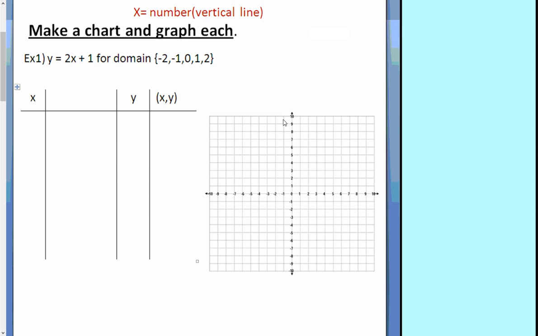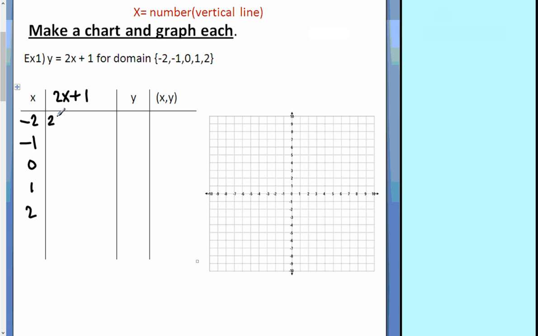So what we're going to do is put some numbers in for x. In this case, they want the domain to be negative 2, negative 1, 0, 1, and 2. So those are the numbers I'm going to put in for x. Then what goes here? There's going to be four columns. In the second column, this goes there: 2x plus 1.